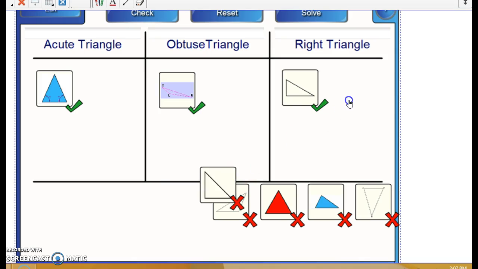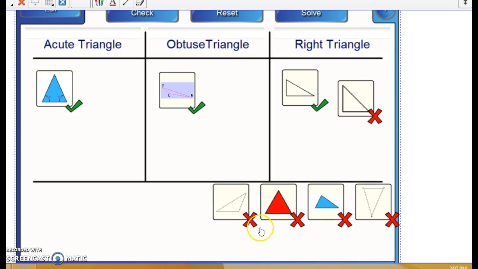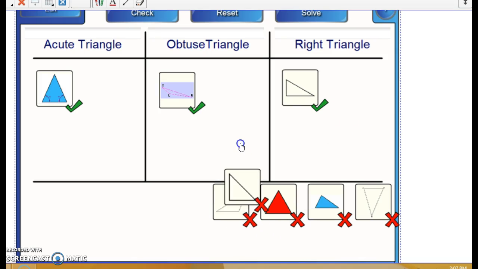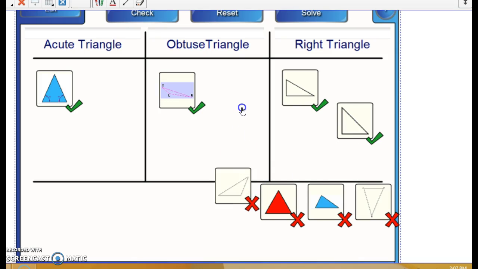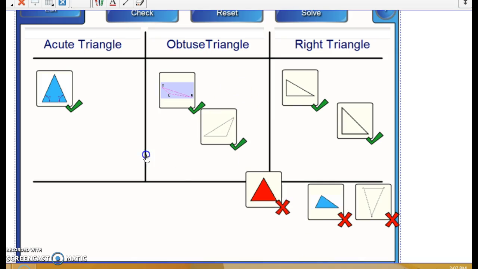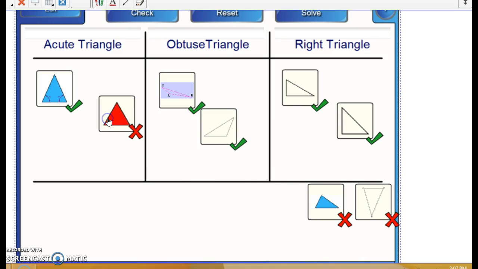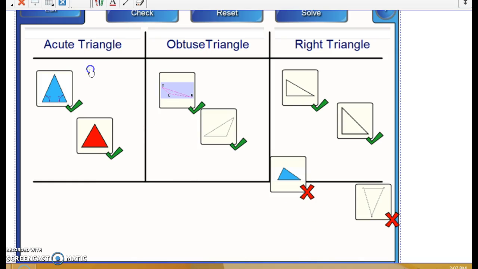This one's going to be another right triangle. It has an angle that measures exactly 90 degrees. Here's an obtuse triangle. There's another one that has more than 90 degrees. And then these last three are all going to be acute triangles. All of them have measurements that are less than 90 degrees.